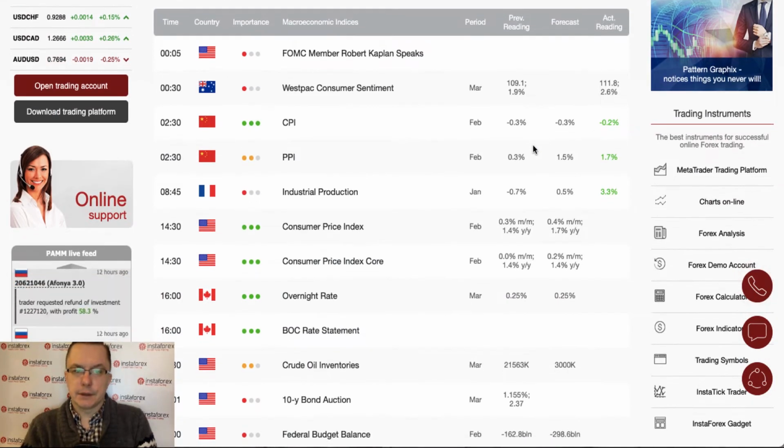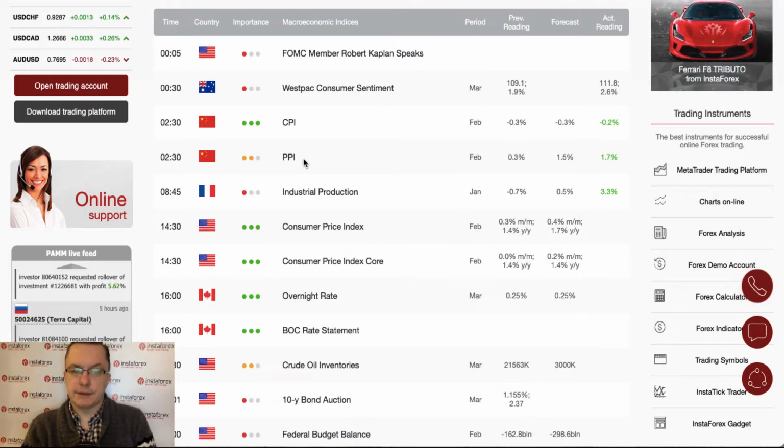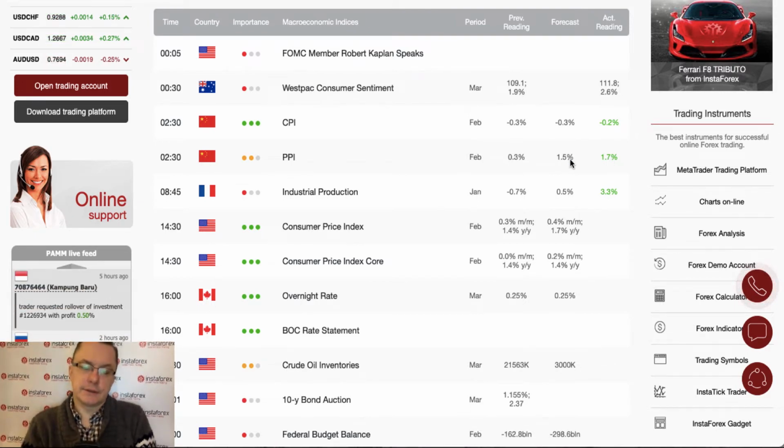As you can see, we got important data from China released already. The CPI index for the month of February was better than expected because it was at minus 0.2% while the forecast was minus 0.3%, so that's a slightly better reading. The producer price index from China was better than expected as well, 1.7% versus 1.5% expected. So there is some indication of a rising inflation in China.